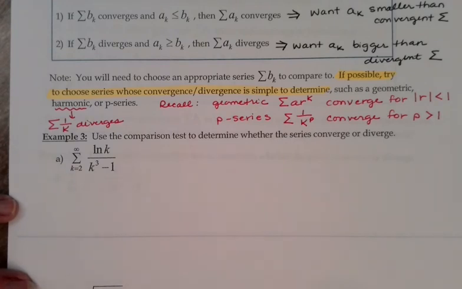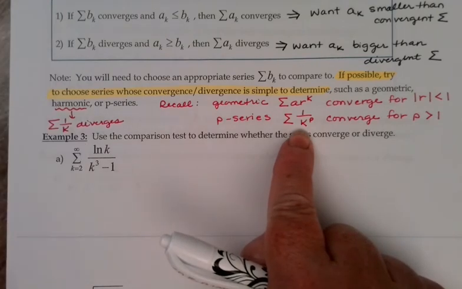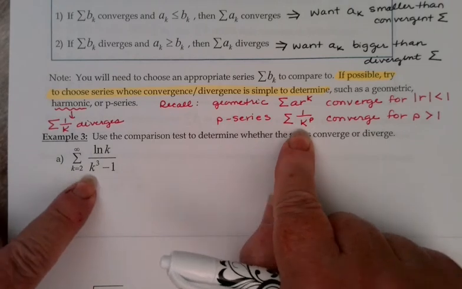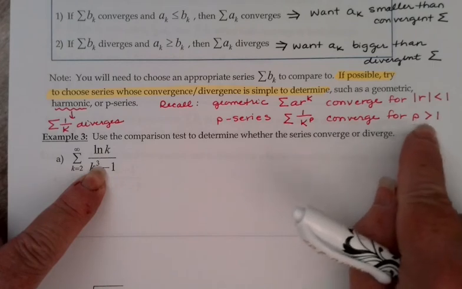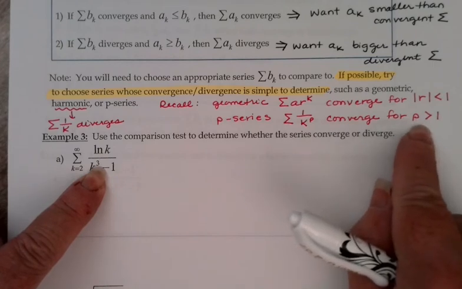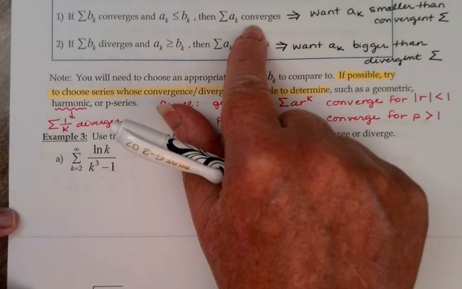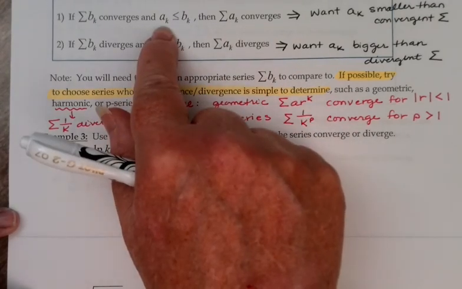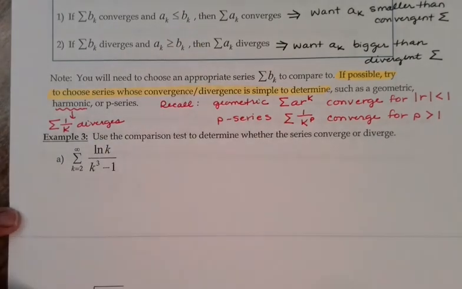Now, this is not really a p-series. ln k can't be part of the p-series. But with a k cubed on the bottom, I think it probably converges because I've got a p greater than 1. I still have to prove it because it's not a true p-series, but it makes me suspicious that this is probably convergent. So since I think it's going to converge, I want to pick a b sub k bigger than it, but that also converges.